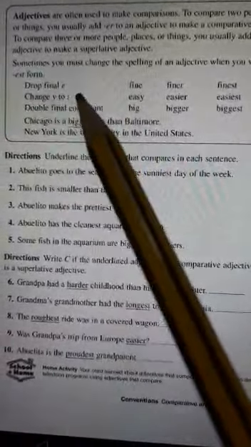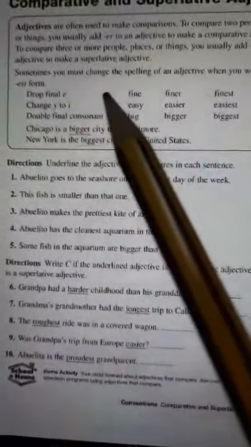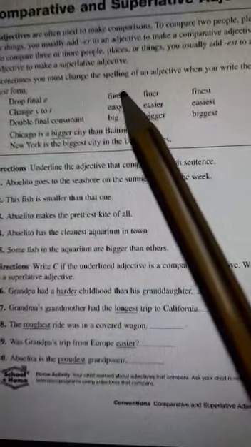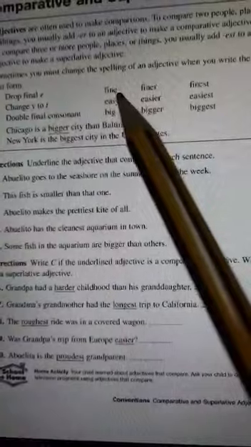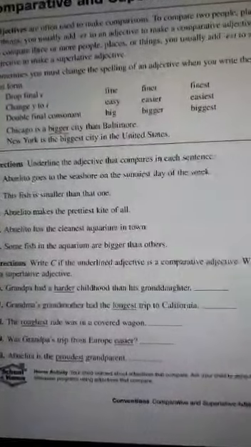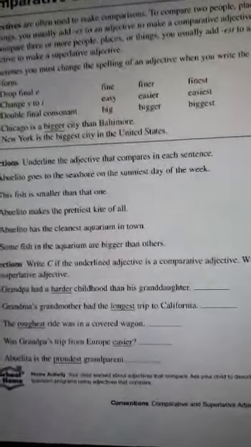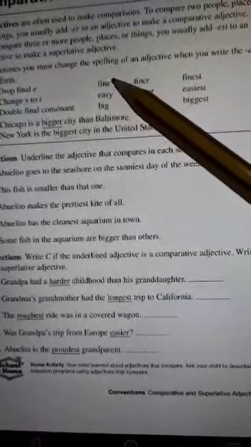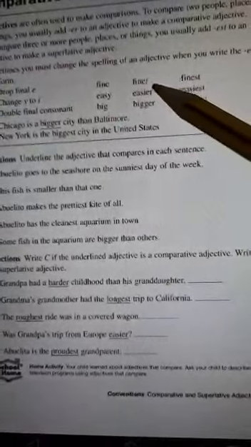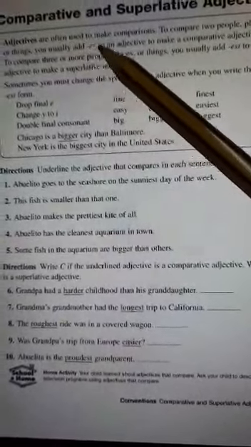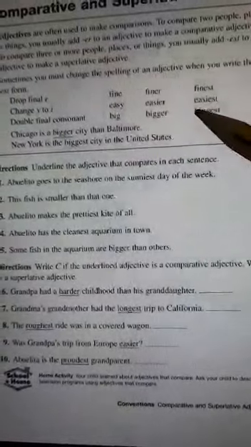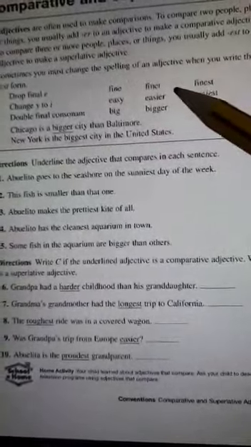So you will drop the e. You will take this e from the adjective and add the er for comparative. Like here, you have an example: fine, finer, finest. Here, fine is the adjective without comparative or superlative. So what did we do? We deleted the e at the end, and we added the er, which is for what? Which is for comparative, comparing only two things or people, places.